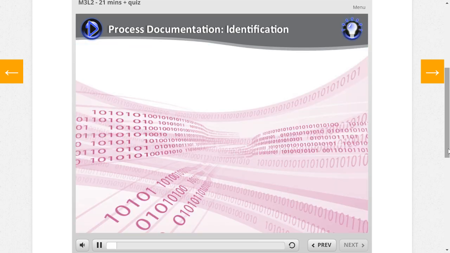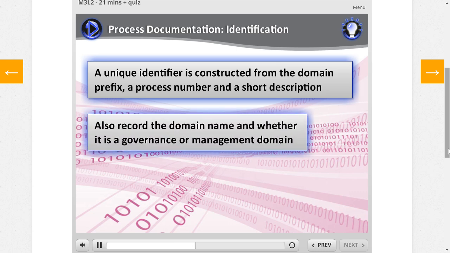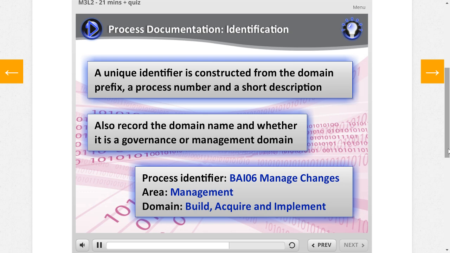Now let's examine each of these sections in detail, starting with the process identification. Each process is given a unique identifier, constructed from the domain prefix and a process number and a short description. The domain name is also recorded, along with whether it is a governance or management domain. For example, Process Identifier, BAI 06 Manage Changes, Area, Management, Domain, Build, Acquire, and Implement.